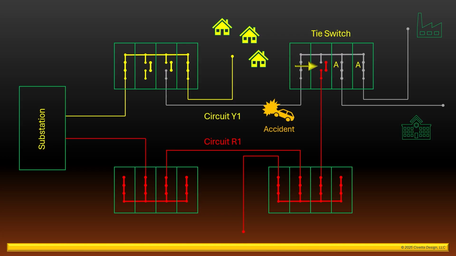Notice that switchway number 2 is normally open, since circuit R1 is not the primary power source for this switch. It's only available as a backup source. Since this is a tie switch with a backup power source, a line worker can open way 1 to isolate the area of the circuit where the accident occurred. They can then close way 2 and re-energize the factory and the hospital using circuit R1. When the accident is cleared and everything is repaired, everything can return to its normal state.